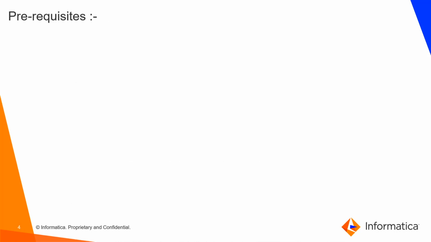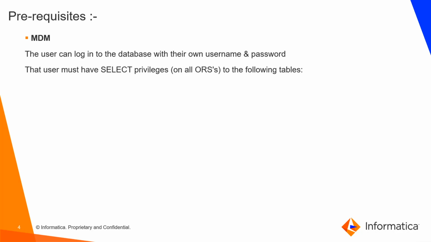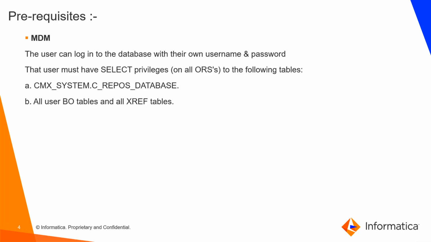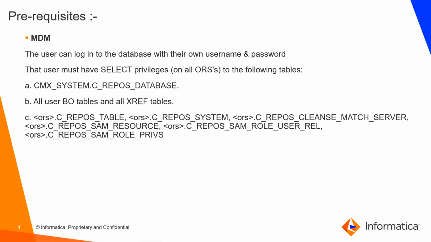So what are the prerequisites needed for running this LCA? For MDM, the first prerequisite is that the user who is going to run this utility should have access to the database. They should be able to log into the database using their username and password. That user must have select privileges on all the ORSs tables and a few of the repos tables in the CMX system database, like in CMX system, the C_REPOS table, CMX_ORS tables, the ORS schema BO table and XREF table, and a few of the repos tables in the ORS database schema.